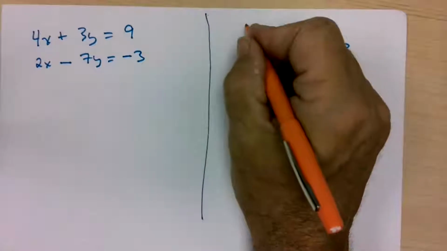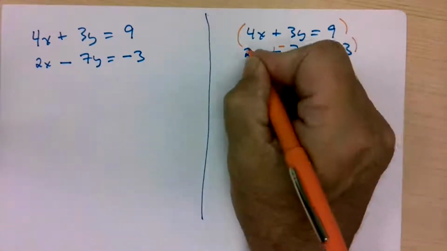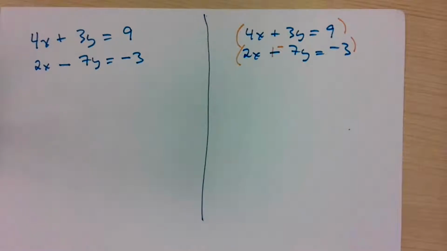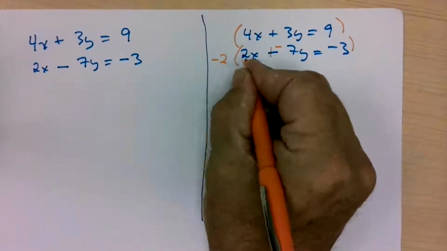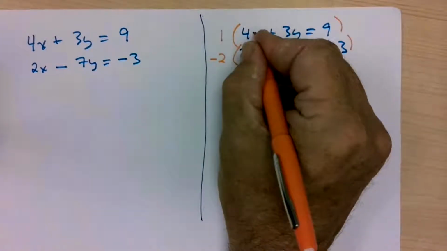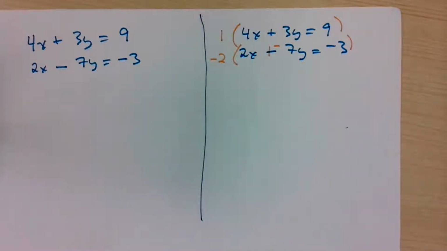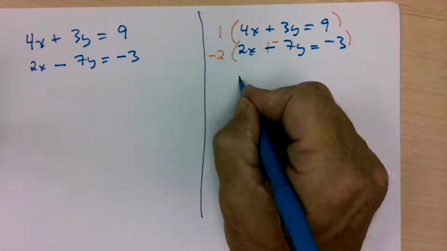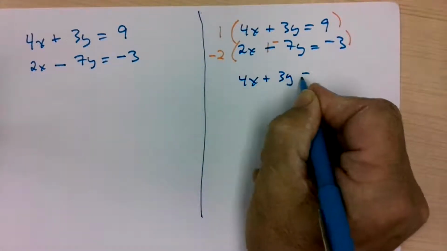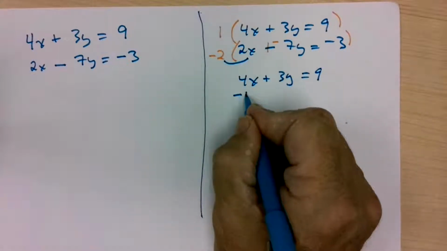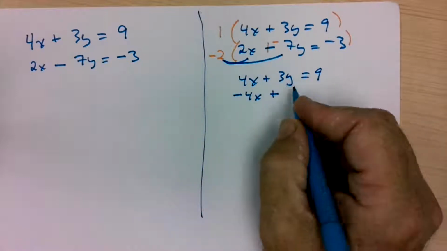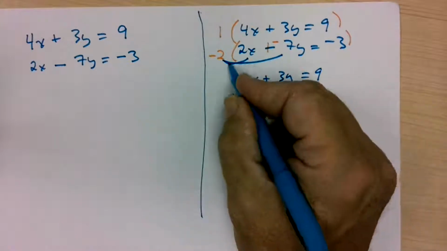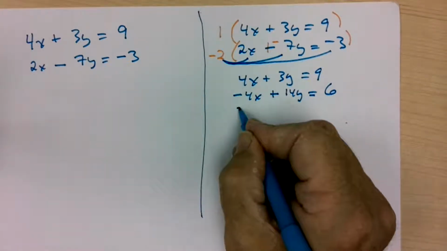Looking at the x's, I want the x's to go away. So I have 4x and I have 2x. What is the least common multiple of 2 and 4? The answer is just 4. I can make them both 4 by multiplying the second equation by -2. -2 times 2x makes -4x. Multiply the first equation by 1, and it's 4x. And those will go away quite nicely. So upstairs we get 4x plus 3y is 9. Downstairs, -2 times 2x is -4x, plus -2 times -7y is +14y, equals -2 times -3, which is +6.